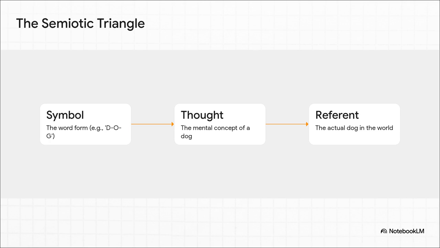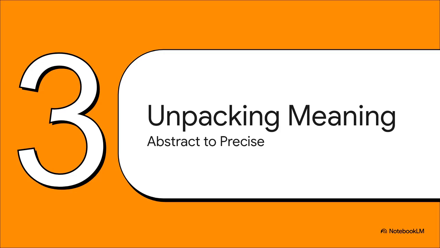But here's the crucial part, the thing to remember for your test. The line between the symbol, the word, and the referent, the real thing, is dotted. It's an indirect link. The word only connects to the real dog through our thoughts. So we figured out how words connect to ideas. But meaning itself is a pretty slippery concept, isn't it? So now we're going to get into the real nitty-gritty of how linguists try to pin it down and analyze it with some actual precision.